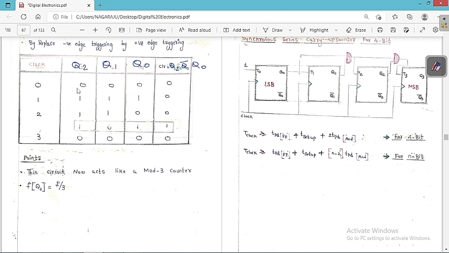what is going to happen? We can see clearly initially all the things are 0, 0, 0. So it is going to go from 0 to 1. We know 0 to 1 means positive edge triggering, so it is going to get changed. Again 0 to 1, it is also going to get changed. Now 1 to 0, there is no change here. Again 0 to 1 means it is going to get changed. And 1 to 0 means there is no change here.